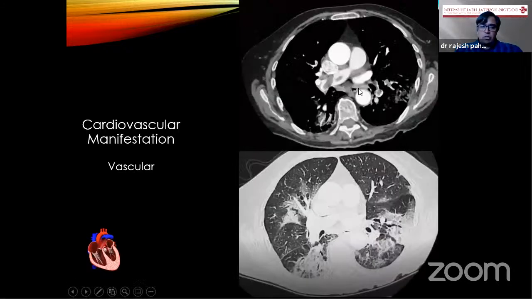CT image showing the hypodense thrombus in the right main pulmonary artery and the descending left pulmonary artery. And we can see there is an extensive involvement of the lung parenchyma in this patient. This is the feature of pulmonary embolism.